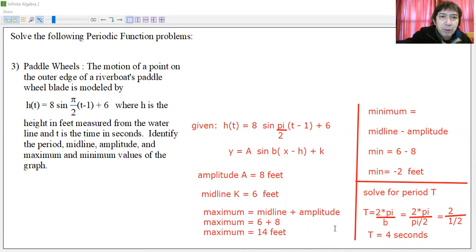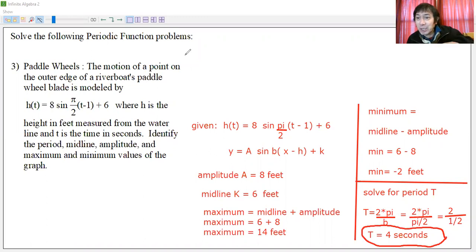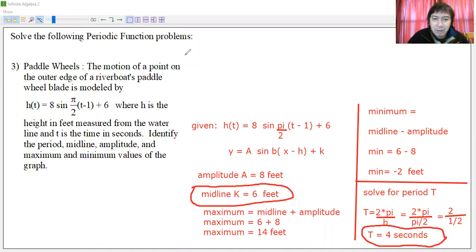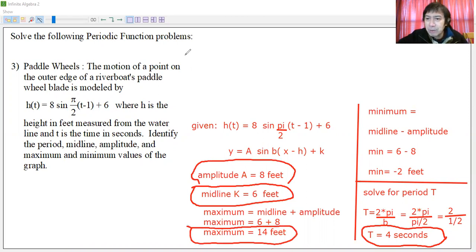First, you have to determine the period. That's the first one asked in the problem, and that's 4 seconds. It's the first item, but we answered it last, just so that we can readily see the other things. So that's for the period, and we have the midline, and then we also have the amplitude, the maximum over here, and the minimum over there.